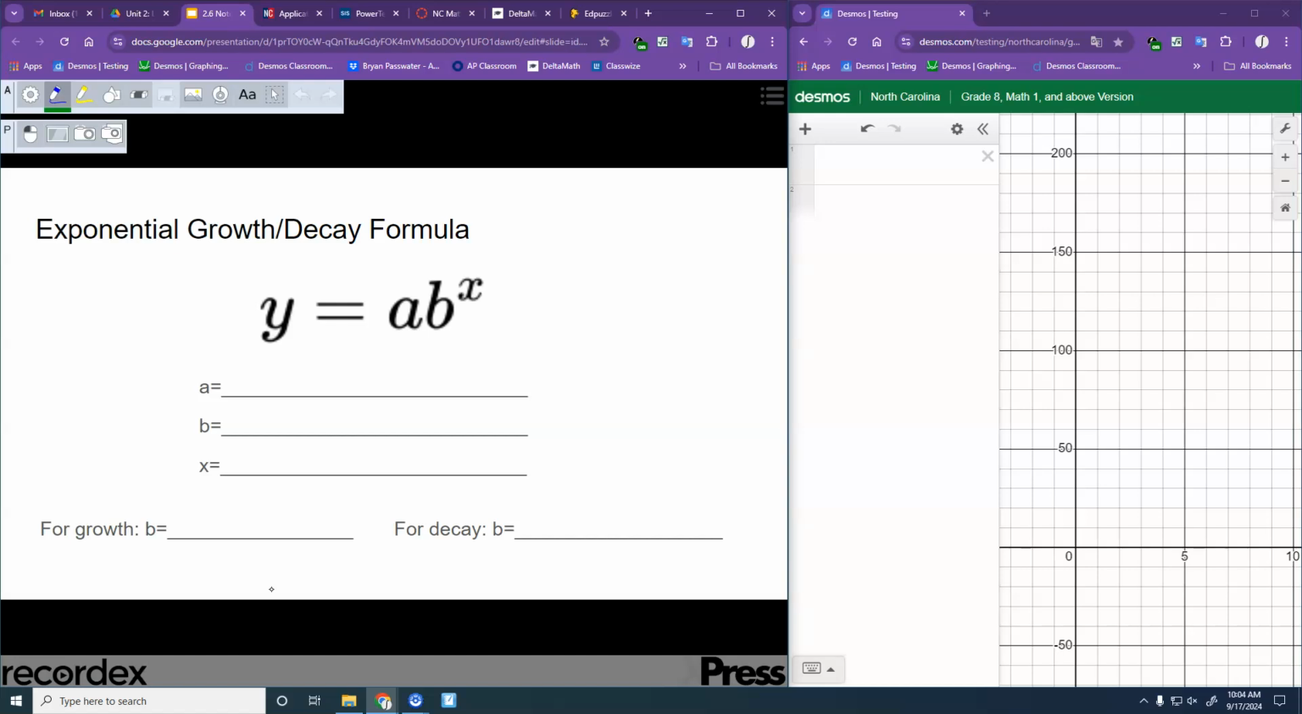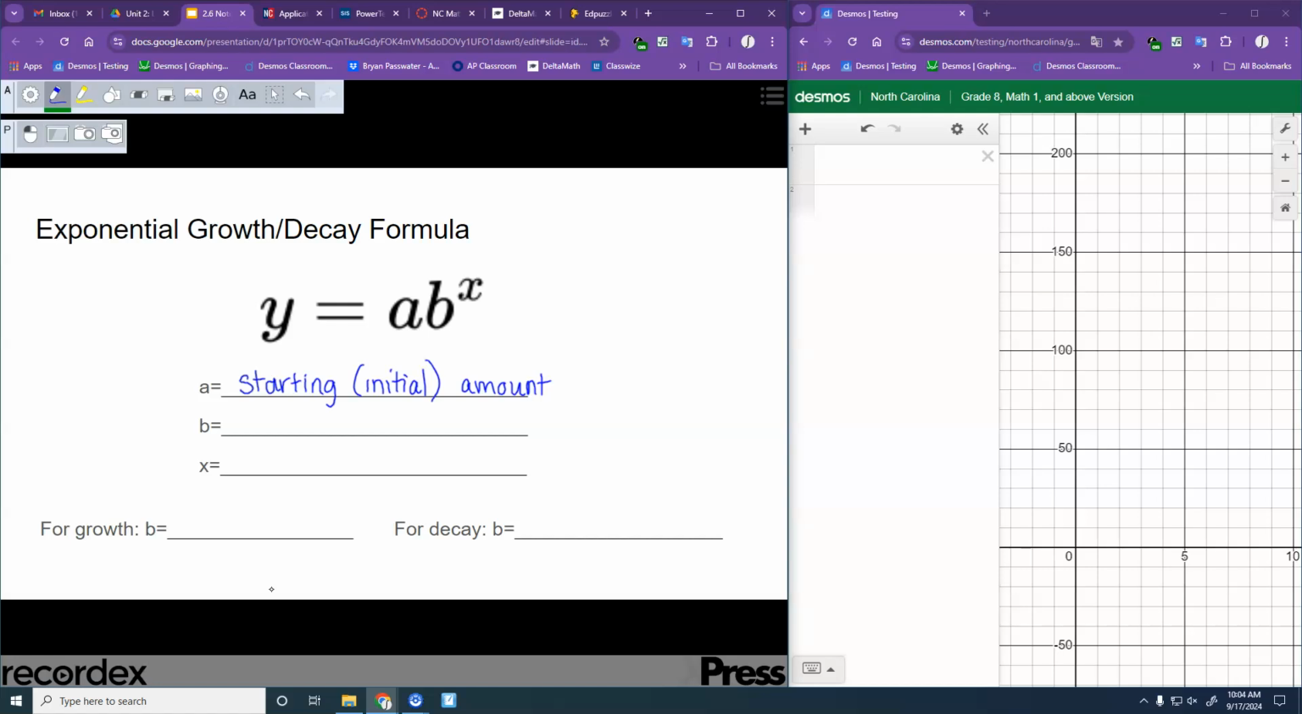Exponential growth or decay formula. What is the A value in that formula? It's your starting, or sometimes you'll see the word initial, amount of whatever you're talking about. Might be money, might be bacteria, might be population, whatever. But it's what you start with.